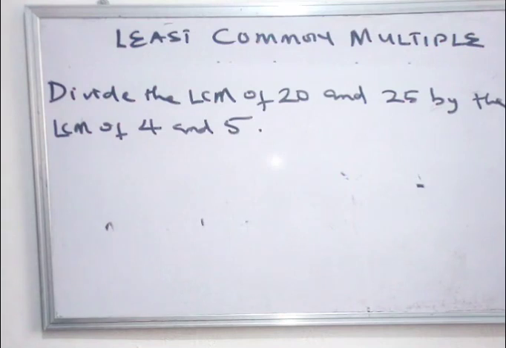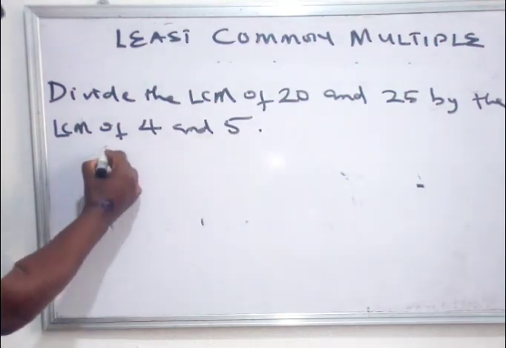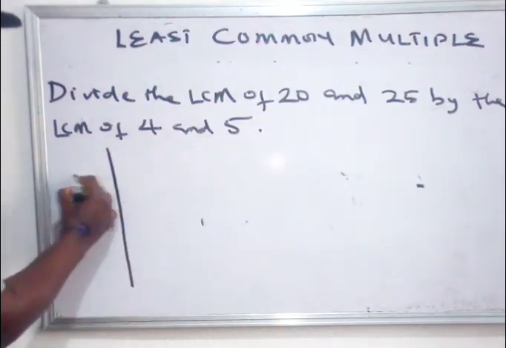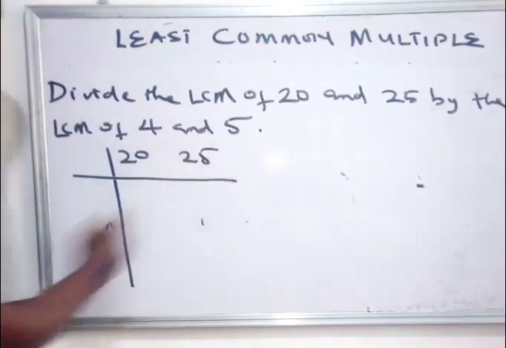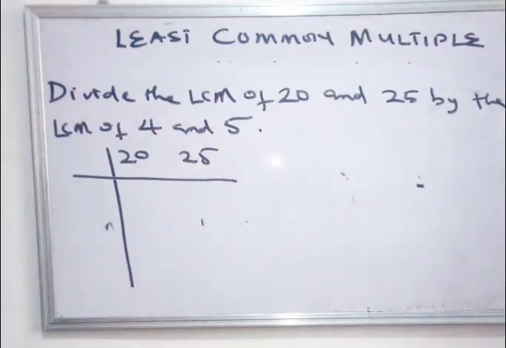Now let's use the other method to find the LCM of 20 and 25. We draw this table out, 20 and 25. This method has to do with division. We are going to be using prime factors to divide. If you've not watched the video on prime factors, please check it out in our video timeline.